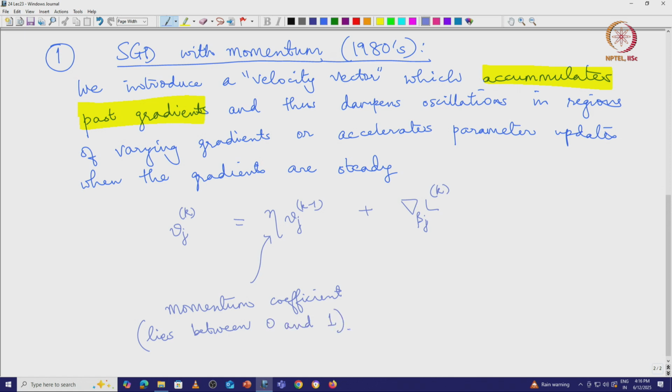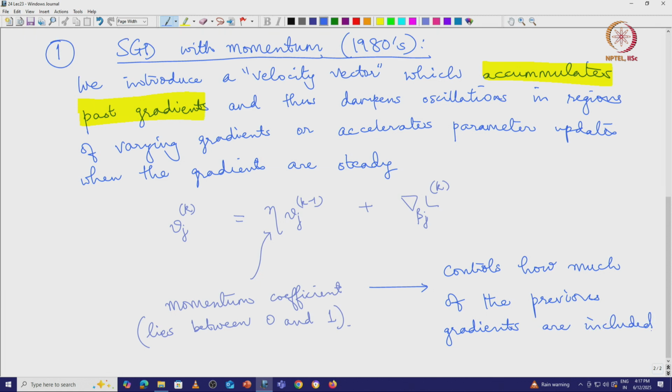Right. So, this factor controls how much of the previous gradients are included in training.